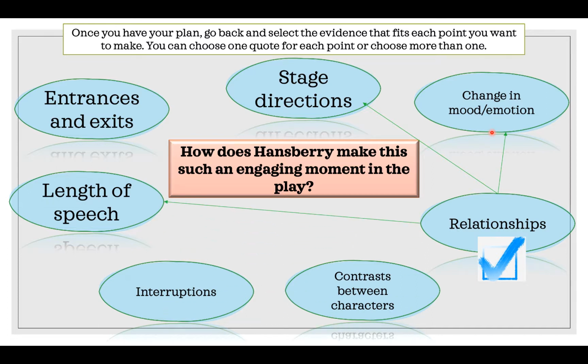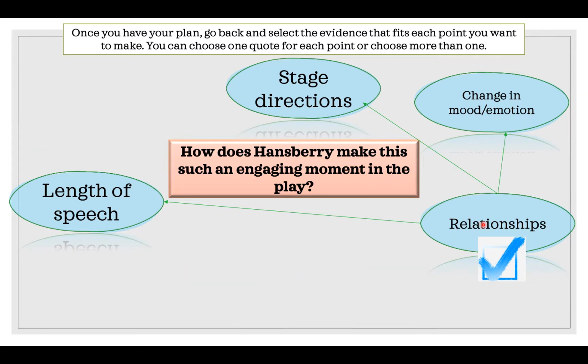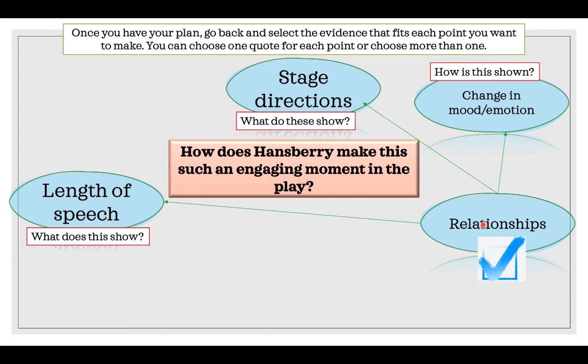And finally, length of speech. So we did speak a lot about the length of speech from Walter at the beginning and then from Mama towards the end of the extract, and I think that does stand out, so I would like to focus on that, and I'm going to see if I can somehow link length of speech back to my initial idea of relationships. So I'm going to get rid of the rest because I no longer need them. If you're in the exam and you're scribbling your answers down on a piece of paper, then just cross them out so you don't get confused, so you know which ones you're not going to use and which ones you are going to use.